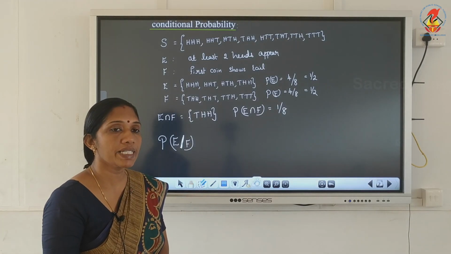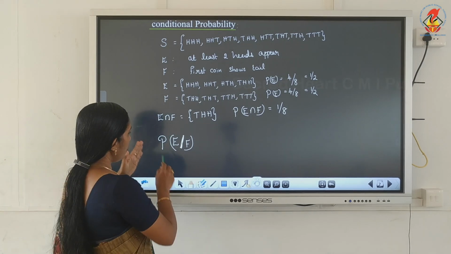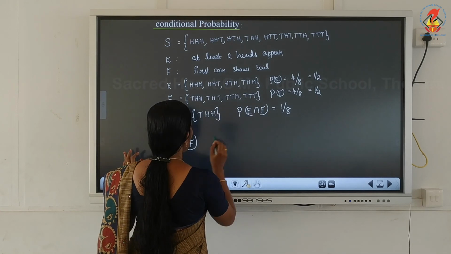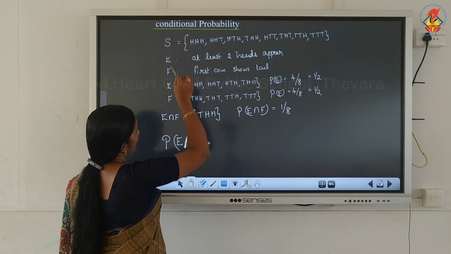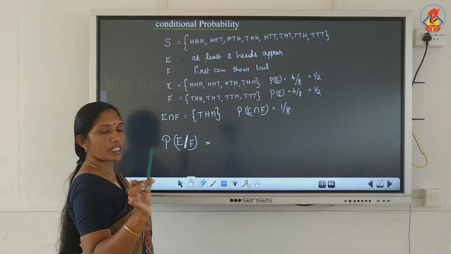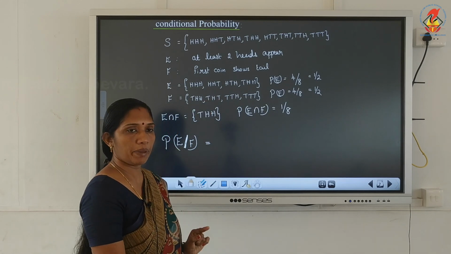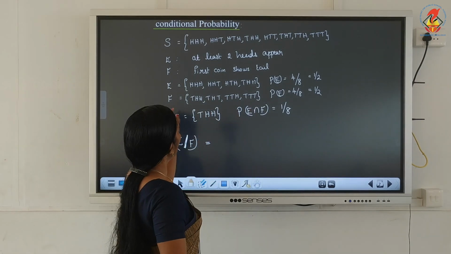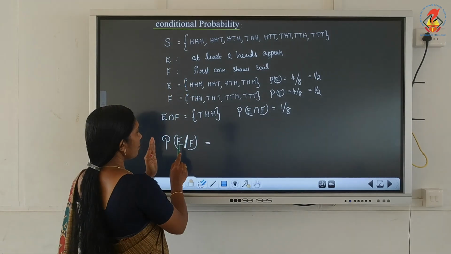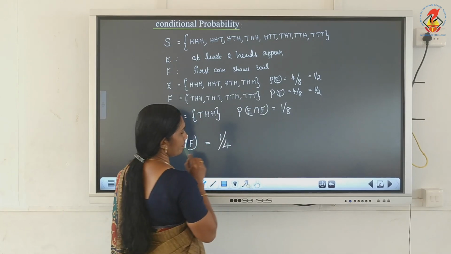At least 2 heads appear. Okay. That way the question reduces. So P of E given F. So you have to check now only this F. No need of S. From this F, in F the first coin is tail. In that, 2 heads appear. Is there any outcome like that? 2 heads appear, the one outcome is there. So P of E given F is 1 out of 4.